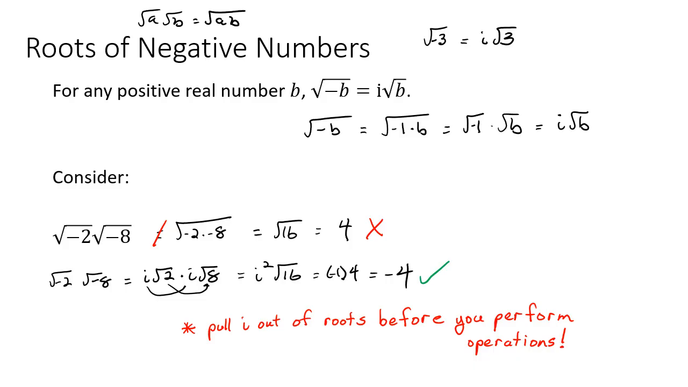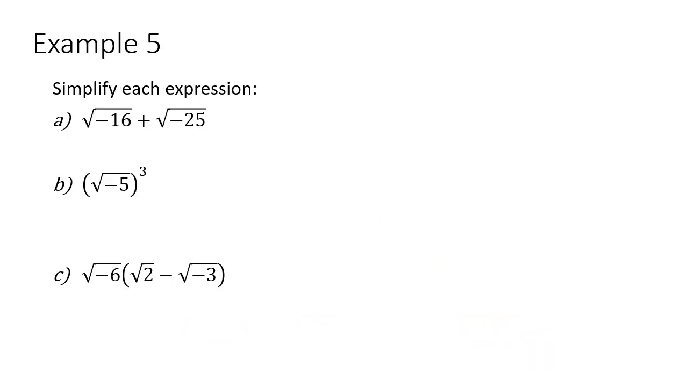All right, so keeping that in mind, let's take a look at a few examples involving operations with roots of negative numbers. In example 5, we've got these roots of negative numbers. We want to write our final answers for these operations in standard form of a complex number, a plus bi. So with that said, try pausing the video here and see if you can find the solutions to example 5.